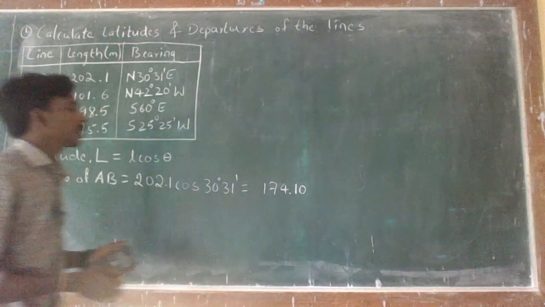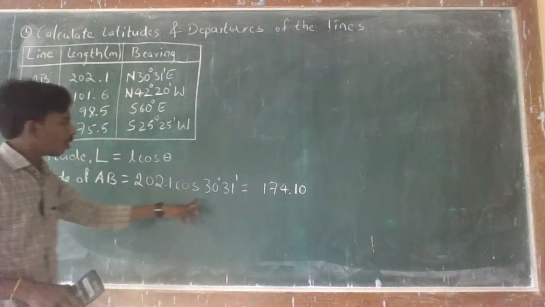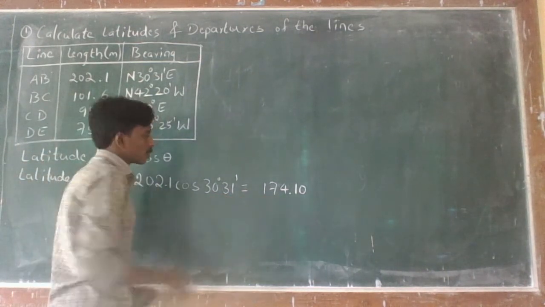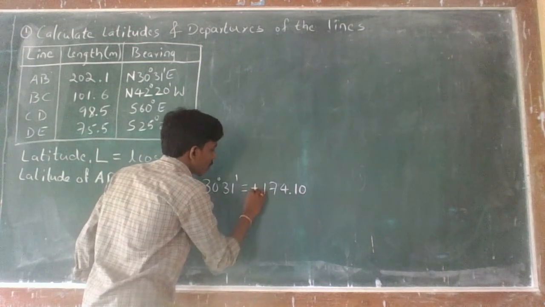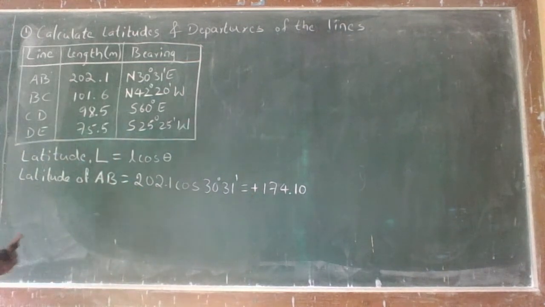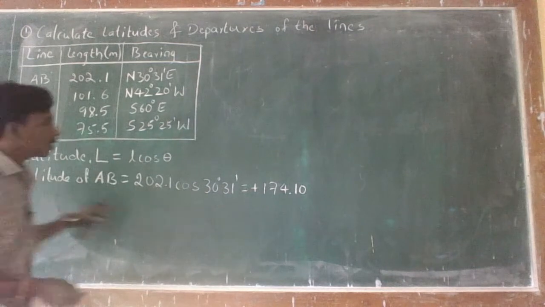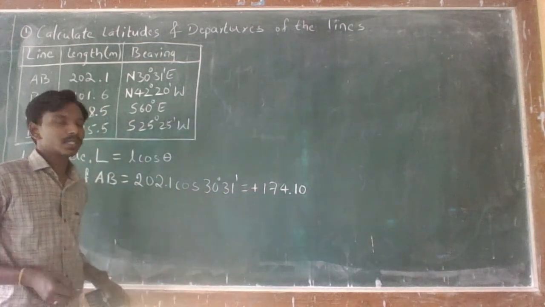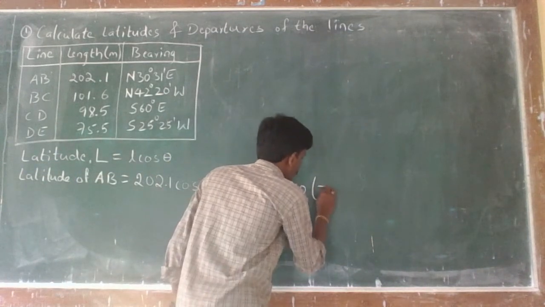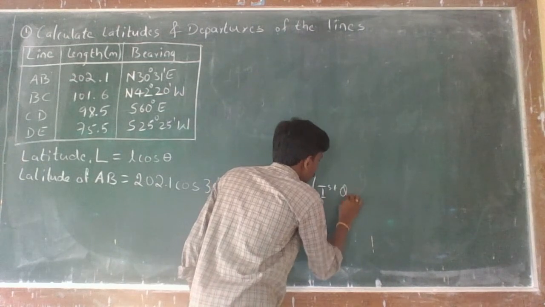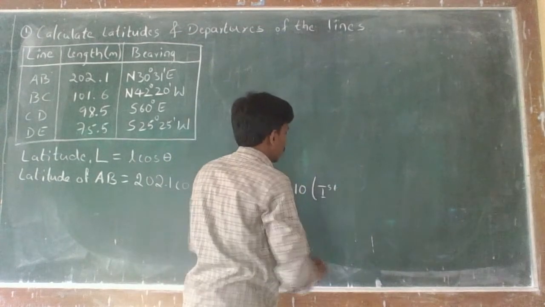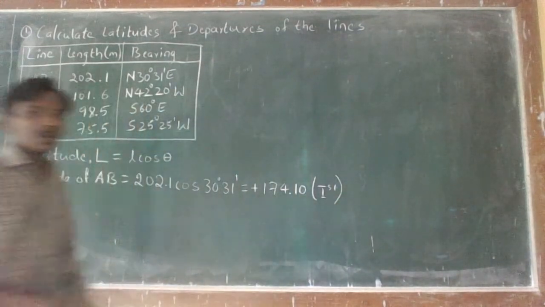Here the value of 202.1 cos 30 degrees 31 minutes is positive in nature. So we have to denote the symbol plus, and we have to write the quadrant. Here if the latitude is positive, then this will be in the first quadrant. So I will write first here. This will be in the first quadrant.